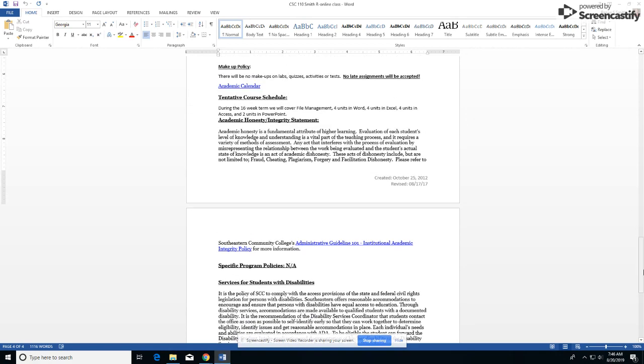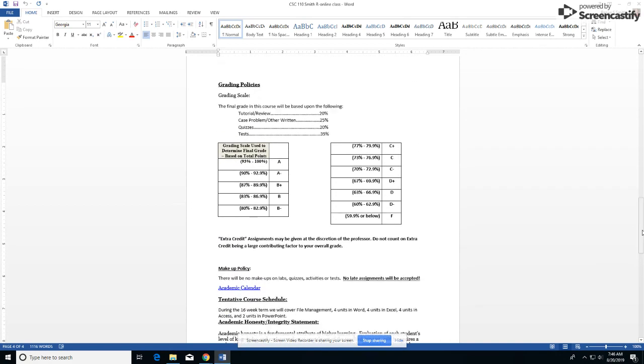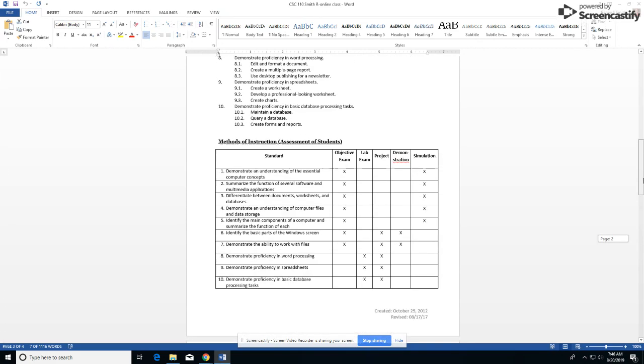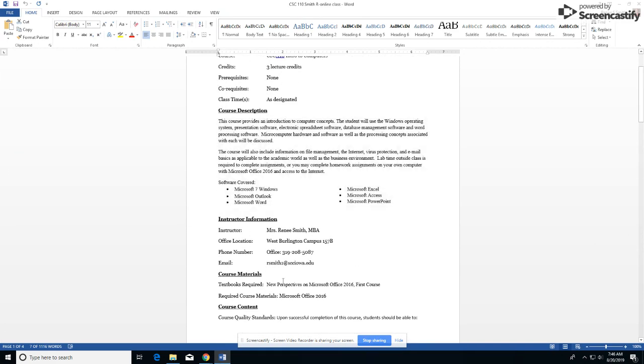So again, this is my syllabus. The biggest thing for you to remember is that there's nothing accepted late. My grades are based off a weighted average, or based off weights, I should say, per category. And I do give pluses and minuses. And my contact information here, again, email is by far the best. And then again, you must have that book in order to complete this course and to be successful.